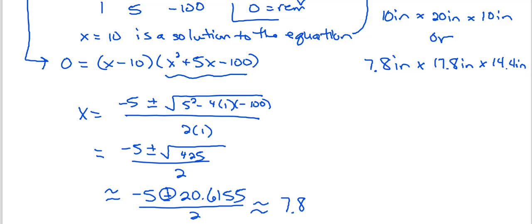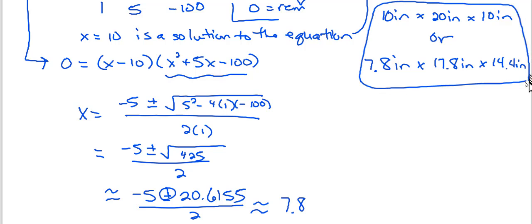I want to do a quick check to make sure that meets my requirements. So I'm going to add up 7.8 plus 17.8 plus 14.4. I'm just throwing this in my calculator, and it gives me 40, exactly. That's good. I also am going to multiply them, 7.8 times 17.8 times 14.4, to make sure I do get 2,000, because that's the volume I needed. It's 1,999.296. That's rounding error. So good enough.